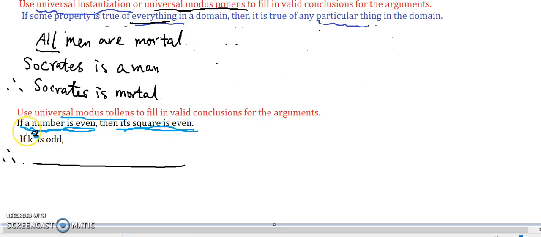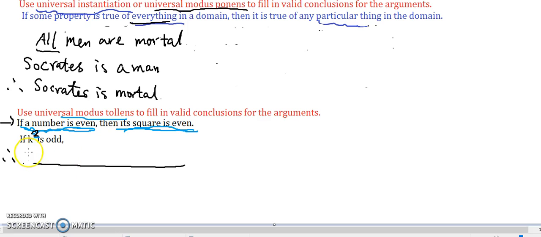So if this property works for any even integer, then it should work for a specific even integer. So if 2 is an even integer, then 2 squared should be even, which is true because 2 squared is 4 and 4 is even. Well, we haven't proved this property here, but it can be proved later, as it's a property in number theory. But right now, we're just assuming this property is true, and we're going to use this to fill in conclusions.